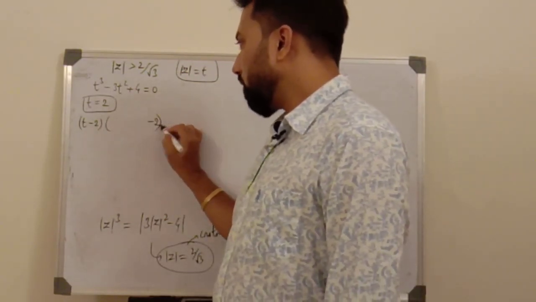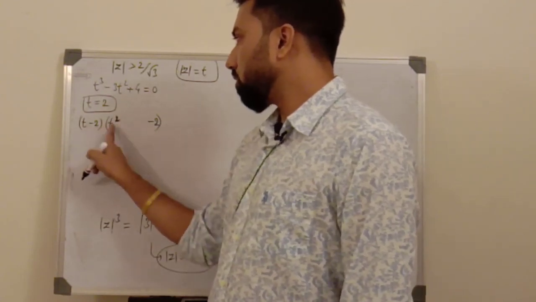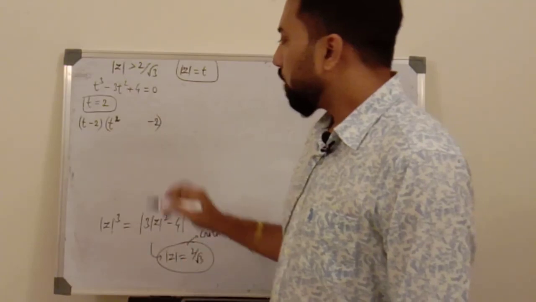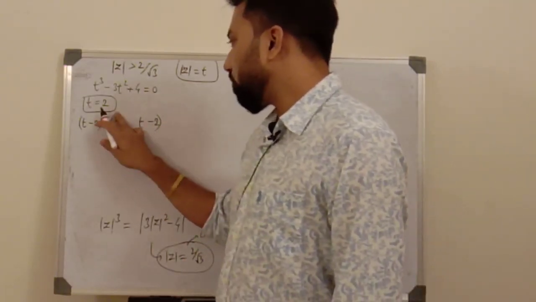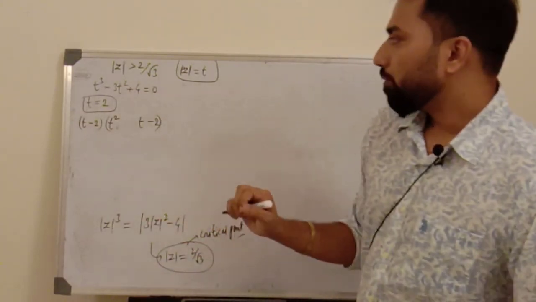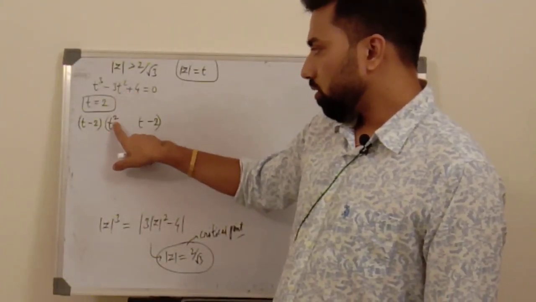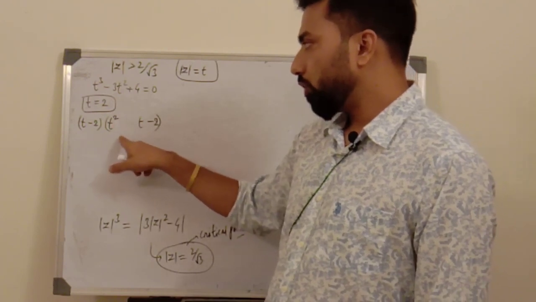So the constant has to be minus 2 over here. Here t square should be there because this will become t cube. Now the coefficient of t we have to find. How do we find the coefficient of t? Here the coefficient of t is 0, right? How does the coefficient of t get generated over here?